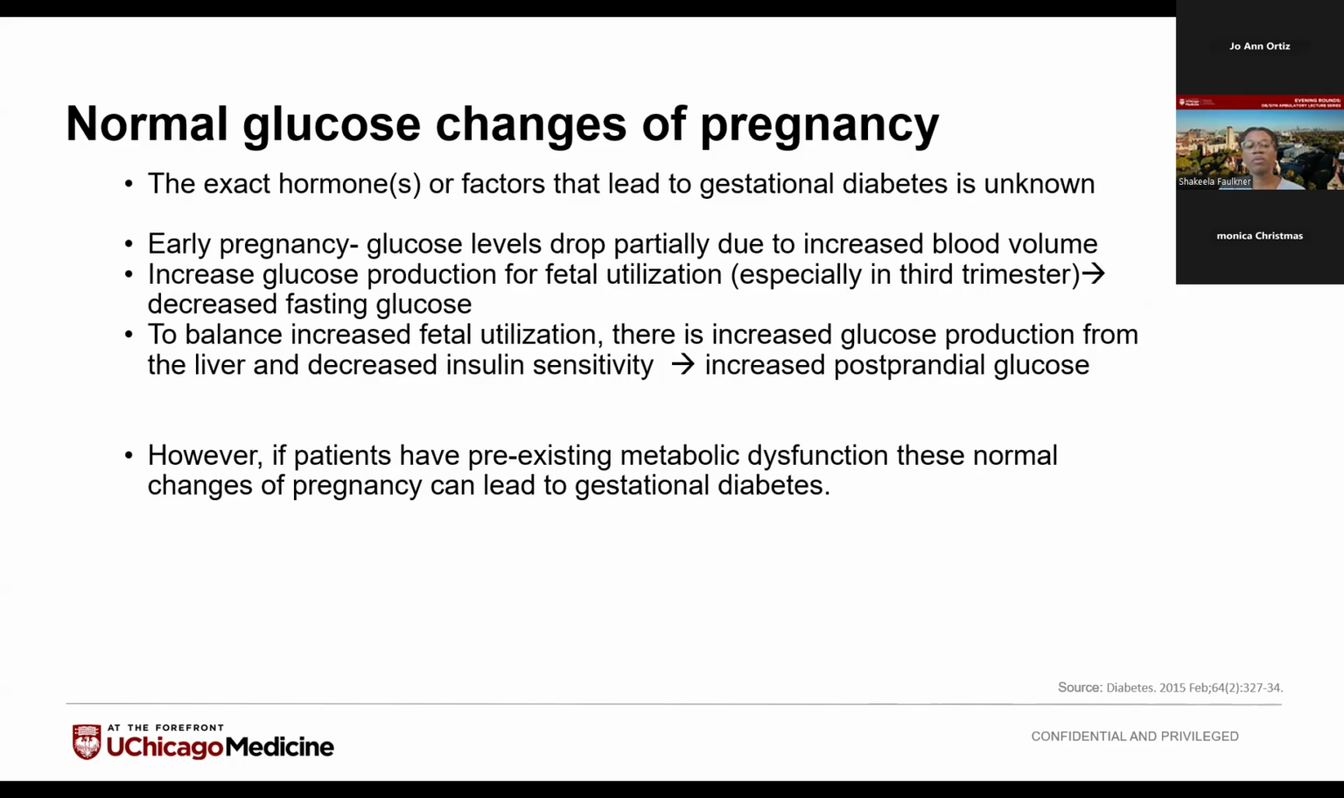The problem is if there was pre-existing metabolic dysfunction, often patients who have metabolic syndrome or elevated BMI, these normal changes can tip patients over into gestational diabetes, meaning they're not quite able to regulate with their normal glucose and insulin homeostasis.